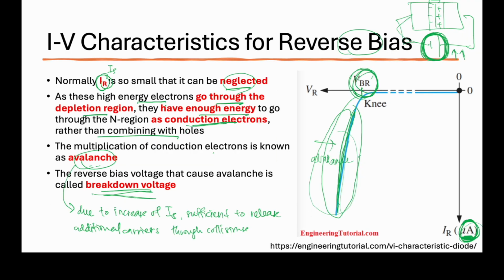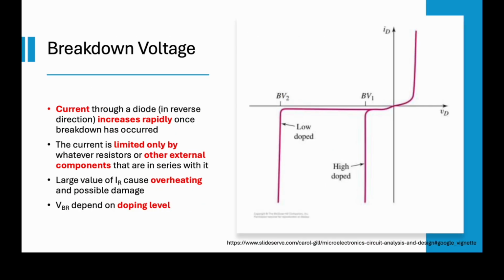Alright, so let's look at the breakdown voltage here. The value of breakdown voltage can be altered according to how you dope that particular diode. Let's say when you make the doping level higher, we can see here the value of the voltage for the diode to break down is much smaller compared to a lightly doped diode, whose breakdown voltage is slightly higher compared to the highly doped one.